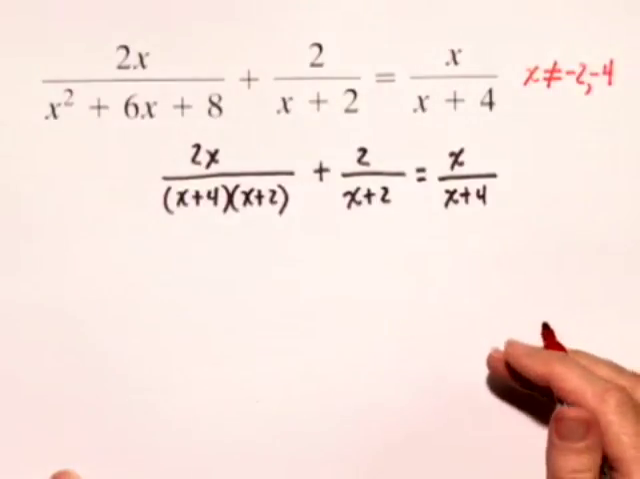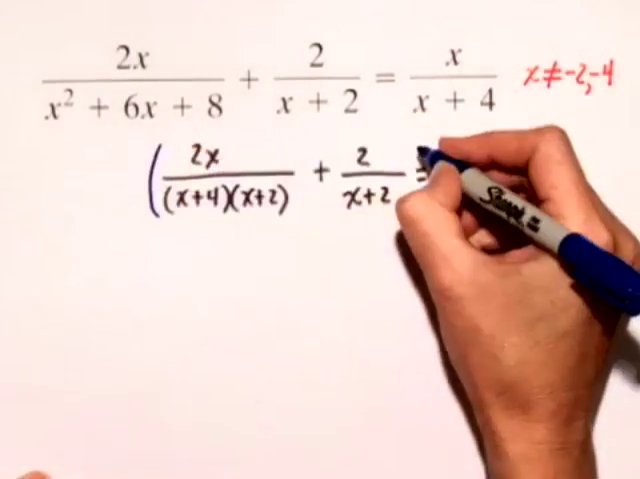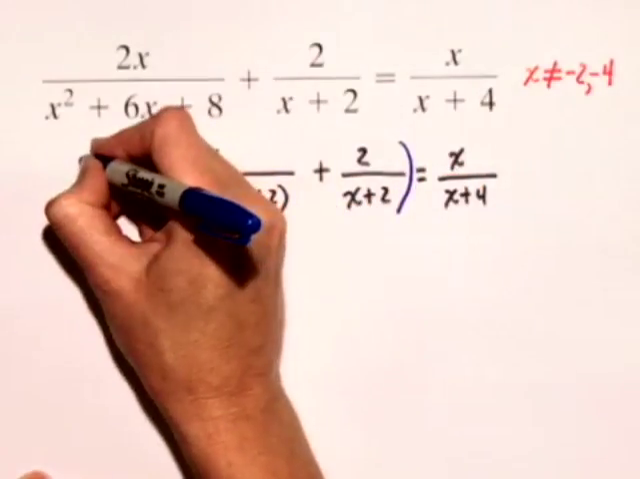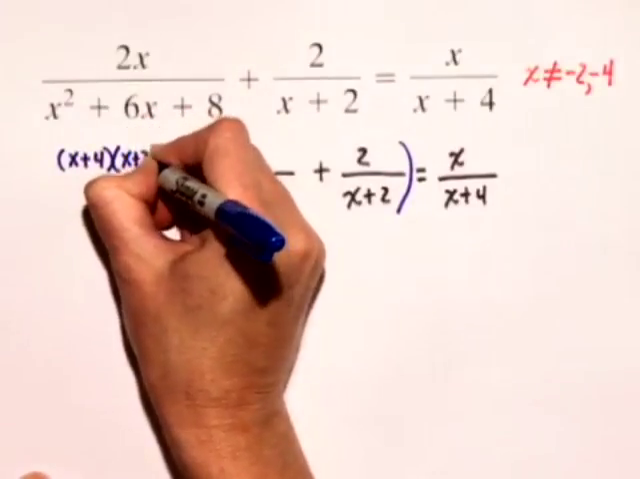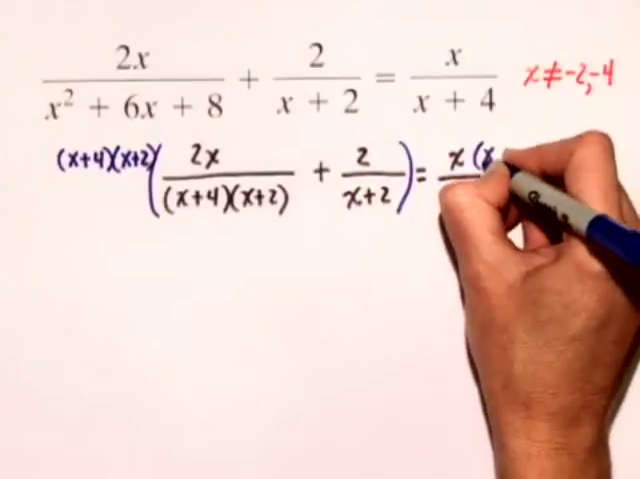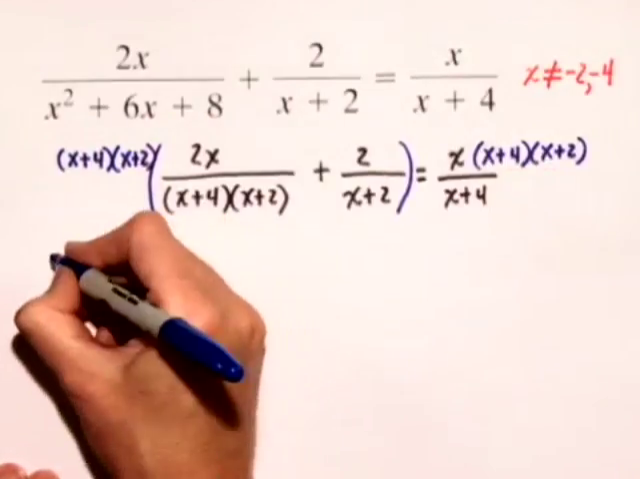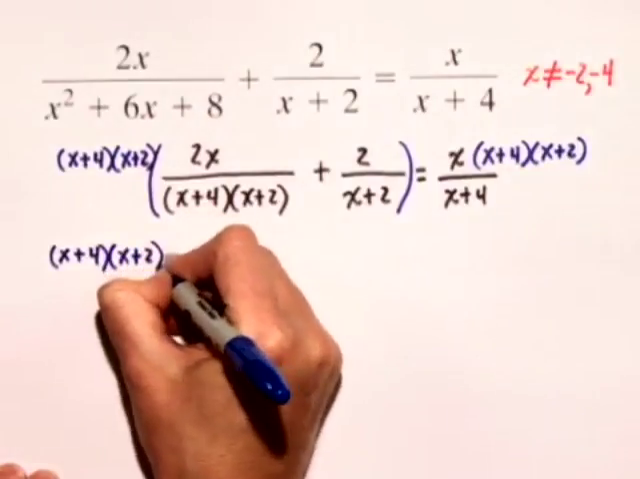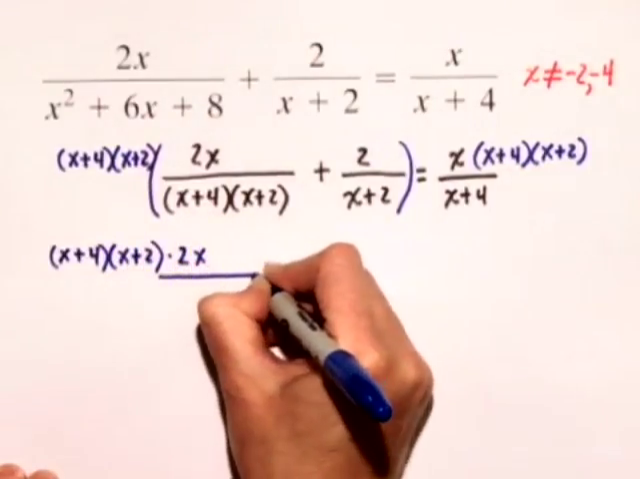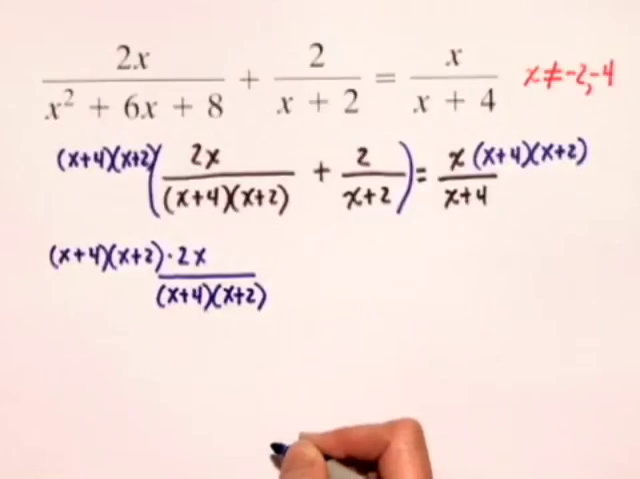We want to keep that in mind in case we get one of those as a solution, we cannot use it. So we decided we're going to multiply both sides of this equation through by the quantity x plus 4 times x plus 2. So we have x plus 4 times x plus 2 on the left-hand side, and we'll do the same on the right-hand side. And let's write this out. We'll have x plus 4 times the quantity x plus 2 times 2x over x plus 4 times the quantity x plus 2.